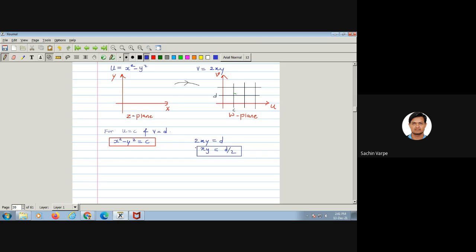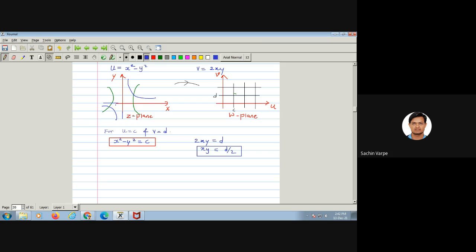Quadrant hyperbola. X square minus y square is a parabola like this. Sorry, hyperbola like this. And this xy equal to d by 2, or xy equal to C, is again a hyperbola that will be like this. That is actually a quadrant hyperbola. It is called quadrant hyperbola. Okay, so it will be like this. Yes or no? Quadrant hyperbola.